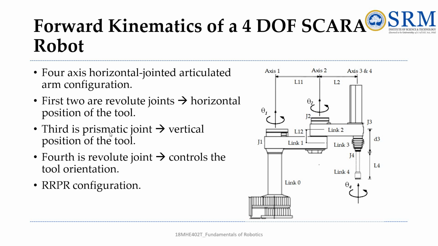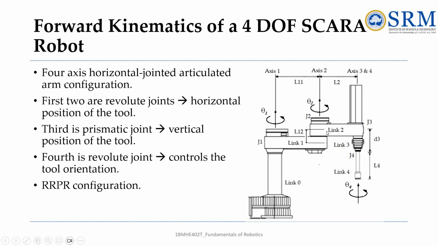And next, about the forward kinematics of a 4 degree of freedom SCARA robot. Okay. So here we have a 4-axis horizontal jointed articulated arm configuration, which means we have a sliding joint as well as rotational joints present. So the first two are revolute joints. Okay, you could see here in the horizontal portion of the tool. So the first two are rotational, so RR, and the third is the prismatic.